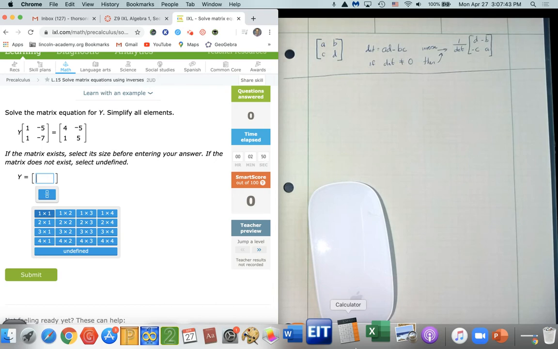Welcome. Today we are going to learn how to actually solve a matrix equation. Last time we learned how to find or calculate the inverse of a matrix, if it has one.